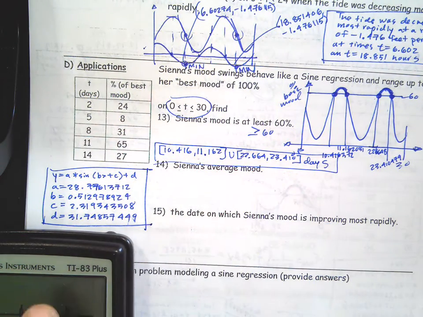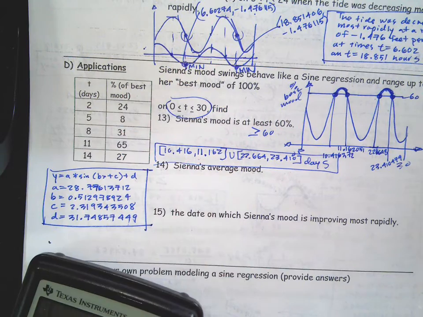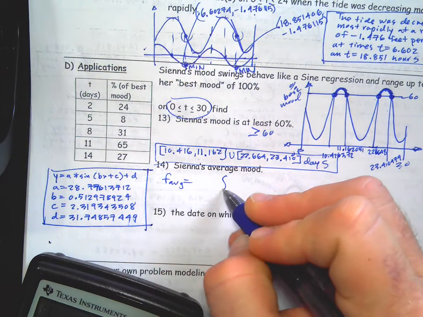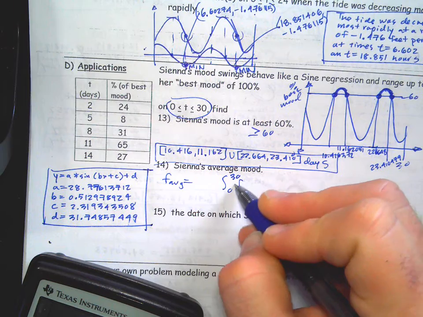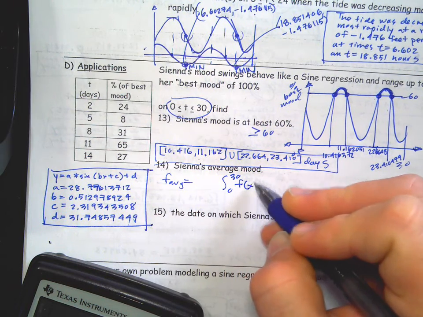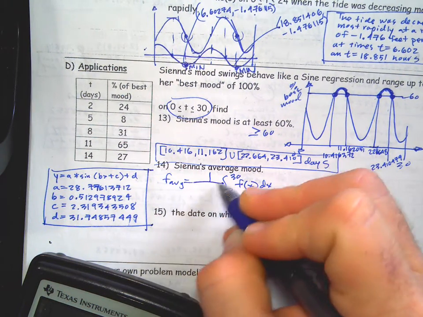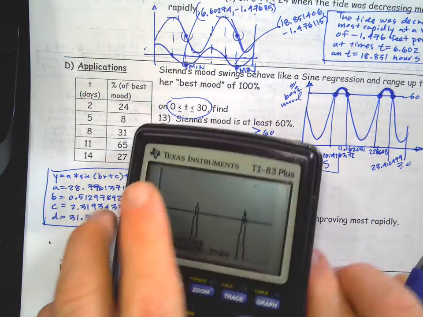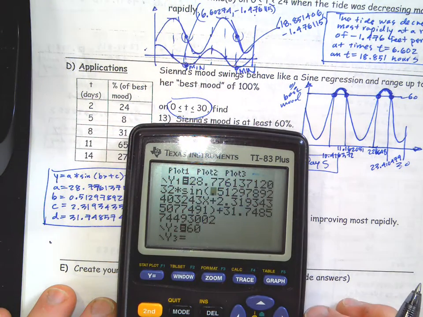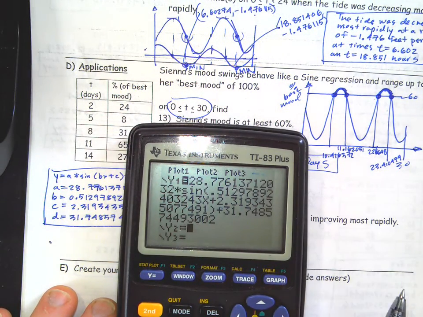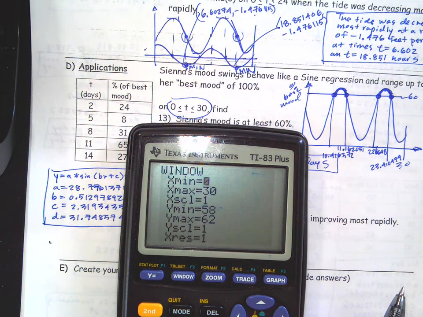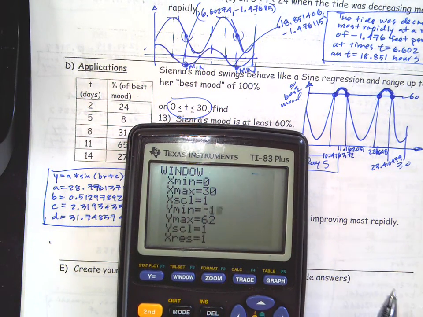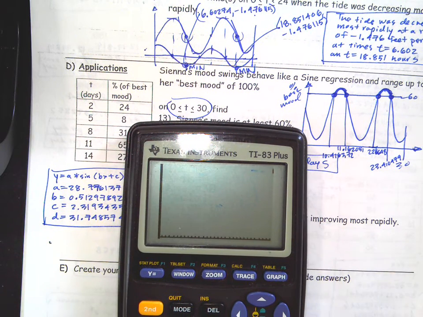Okay. Average. I guess for the whole thing, right? So that's the mean value theorem. We're going to integrate the whole function to get the total percent mood, and then divide by the number of days, or the difference between these limits. So I'm going to go back and get rid of this. Go back to window and maybe do -1 to 70, I think is what we had. Get a nice picture of it again.